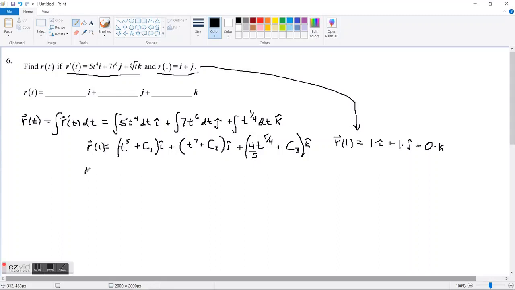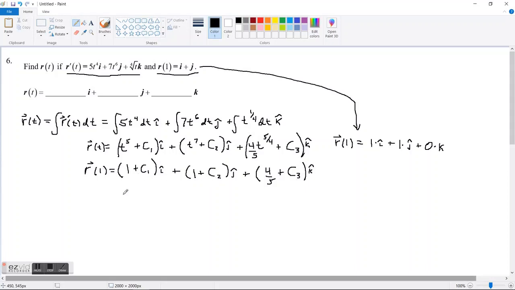Okay, so these two things should be equal when I plug in 1 for t over here, and so 1 to the fifth is 1 plus c1 is what we get over here, and then 1 to the 7th, which is 1, plus c2 is our second component, and 4/5 times 1 to the 5/4, that's 4/5 times 1. 1 to any power is 1. Plus c3 is our coefficient when we plug in 1 for t in our antiderivative.